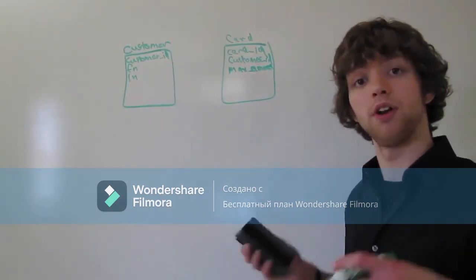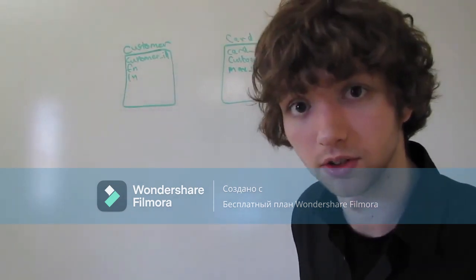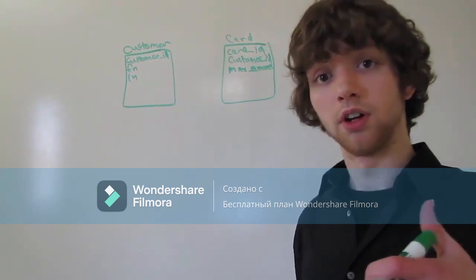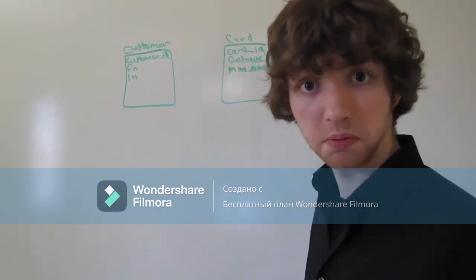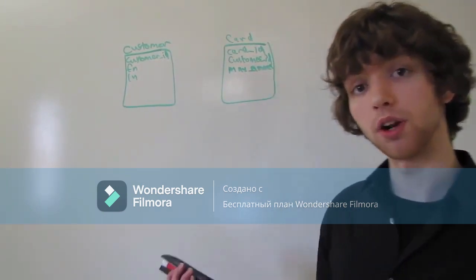Now, let's throw another table into this equation. It's going to be a card type table. So you know when you get a credit card, because all you college students are like, yeah, I need pizza.